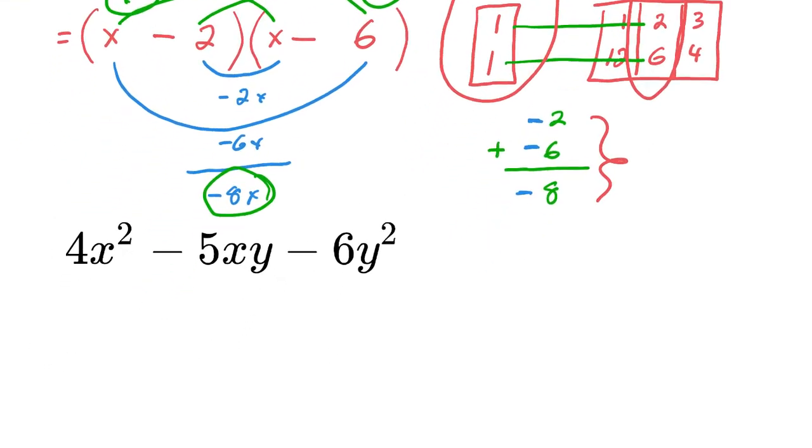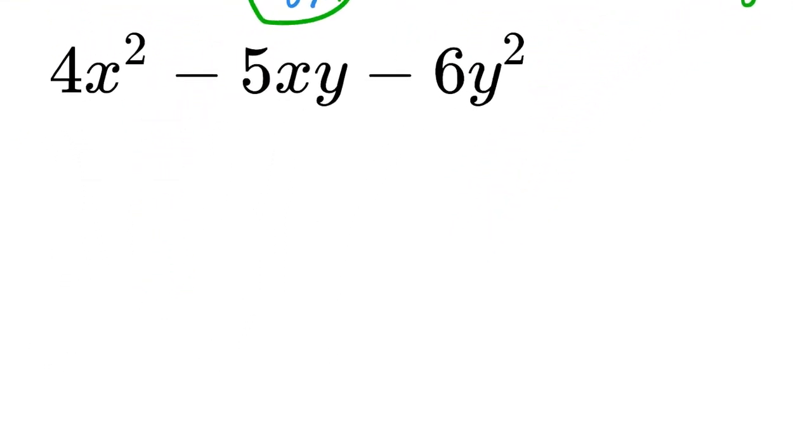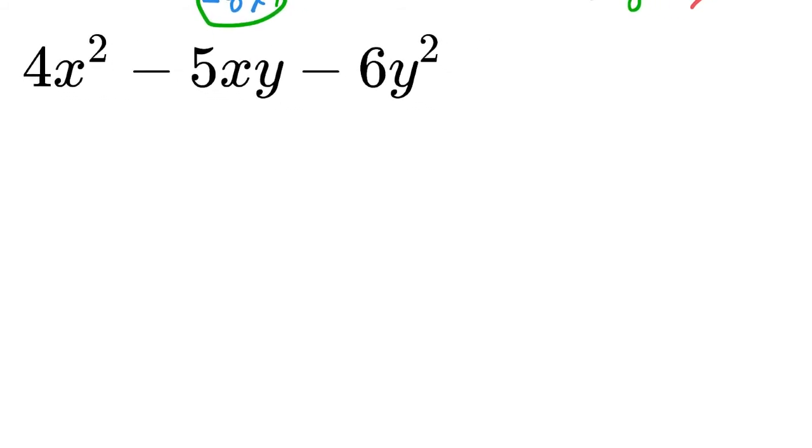Moving along to another example. I'm just going to go down here. So we've got 4x squared, negative 5xy, negative 6y squared. There's no common factor, so I'm going to use the same method. Product, product, sum. Just going to erase a little bit so that my board isn't overly populated here. And so now a product of 4, a product of 6, and a sum of negative 5.